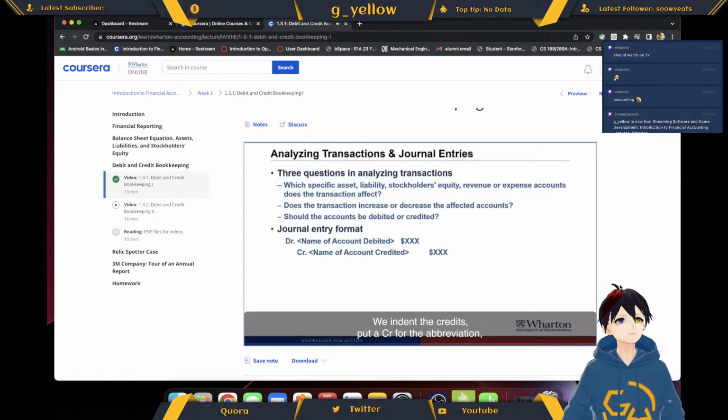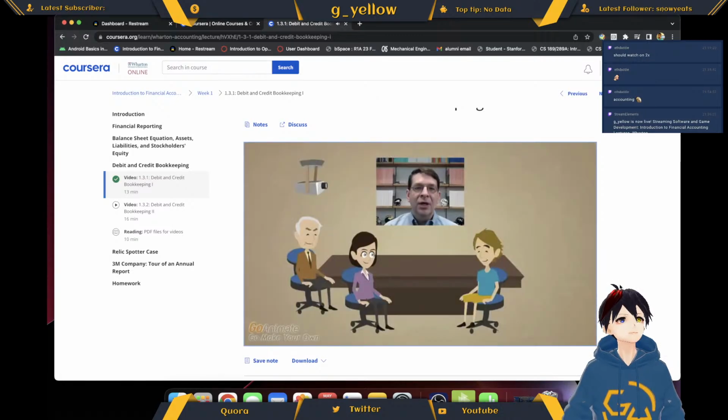We indent the credits, put a CR for the abbreviation, the names of the accounts credited, and the dollar amount. The key thing to remember is always list your debits first, then list your credits, and then always indent your credits. Okay, this is really important.